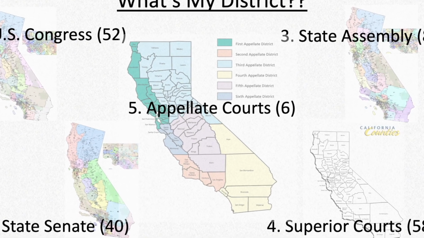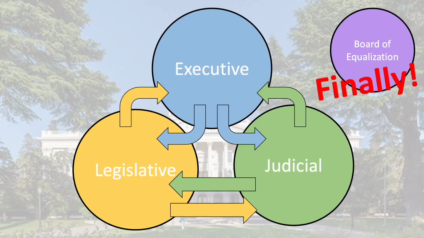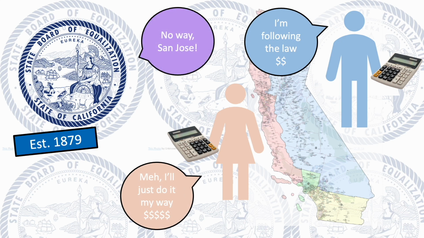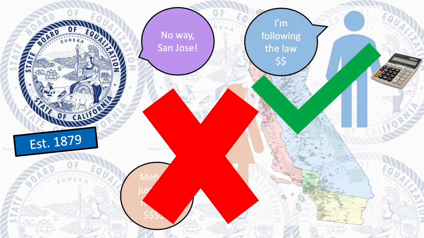Now that we've looked at our districts within the 3 branches of state government, let's talk about the Board of Equalization, whose members were on our ballot last year. The Board of Equalization was established in 1879 to regulate county assessment practices. They ensure county assessors comply with all applicable laws and promote statewide consistency of property assessments. This means that homeowners in one part of the state will be taxed using the same practices as homeowners in another part of the state.